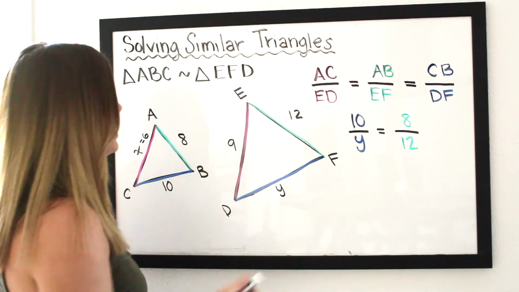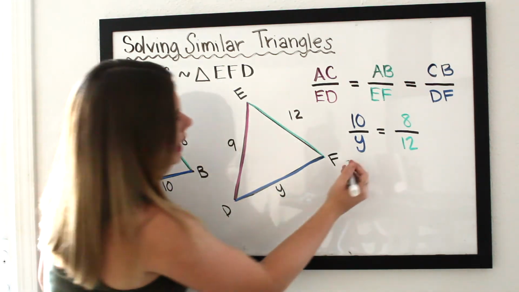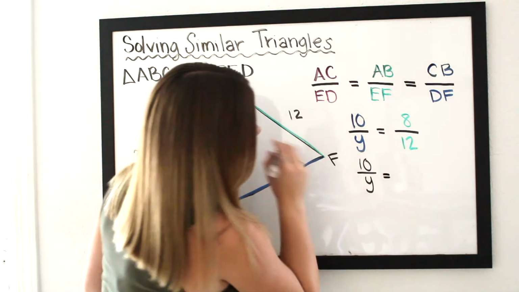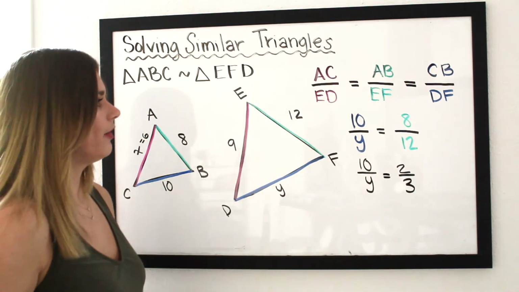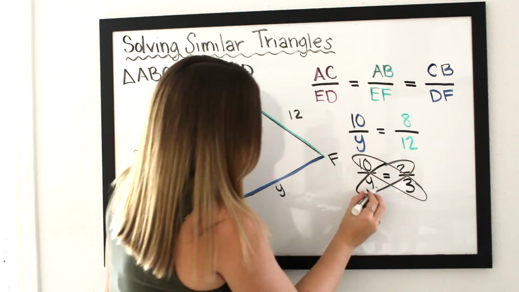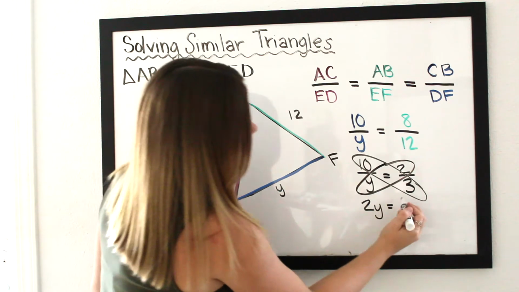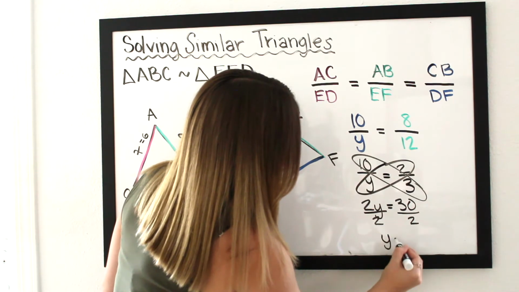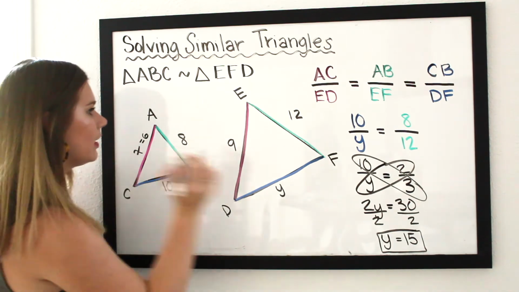Okay, so once again, I can take 8 over 12 and I can reduce it just to make the math a little bit easier. So I have 10 over y is equal to, we already reduced this in the last one, it was 2 over 3. Those were both divisible by 4. And so now I can cross multiply. I end up with y times 2, or 2y, is equal to 10 times 3, which is 30. Divide both sides by 2, and I end up with y equals 15. Okay, so I'm going to write that in here.